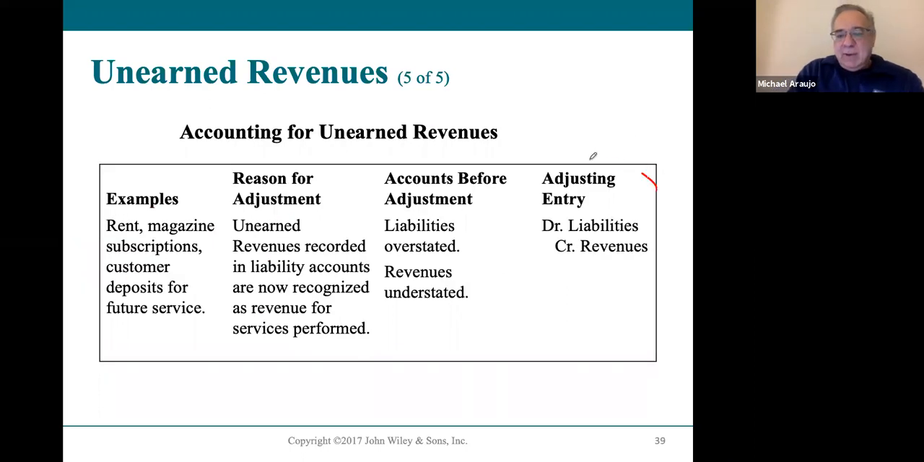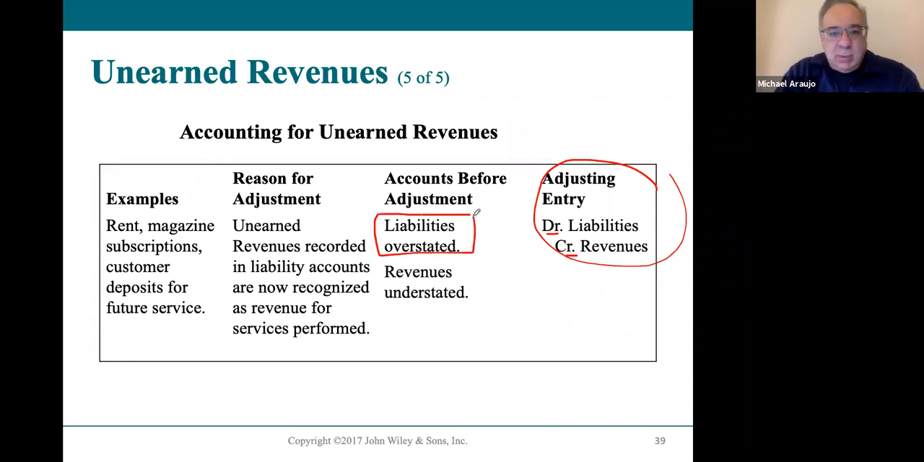So again, very critically, what you just learned on unearned revenue is that you're going to debit the unearned revenue account and credit the revenue account. What if you didn't do that? Well, then it looks like you still owe the customers a whole bunch of stuff that you don't. And even worse, your revenue would be lower than it really is. And if your revenue is low, your profit is going to be lower. And so that's a big problem. That's a huge problem.